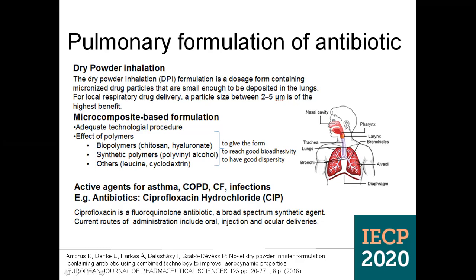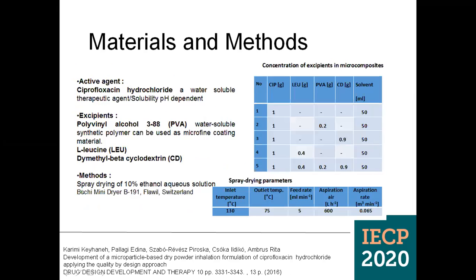Ciprofloxacin has potent and effective activity against a wide range of gram-positive bacteria and against most gram-negative microorganisms, and it is often used in the treatment of inhalation anthrax and other lung infections. In the preparation of dry powder inhalers, a small amount of ethanol in aqueous solution was used. Then the fast evaporation during spray drying could affect the final size. Therefore, the feed solution was prepared by dissolving 1 gram of ciprofloxacin and different excipients at different concentrations in aqueous solution containing 50 milliliters of diluted ethanol solution.